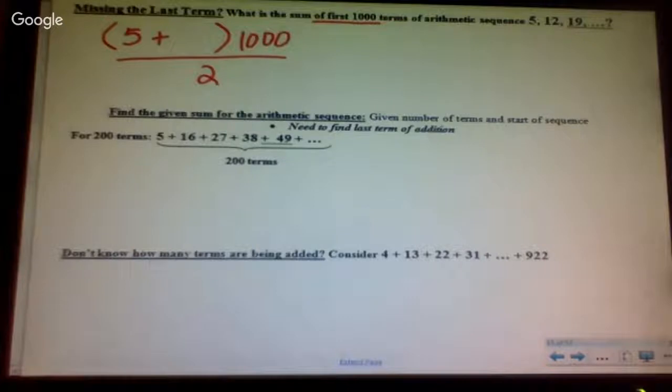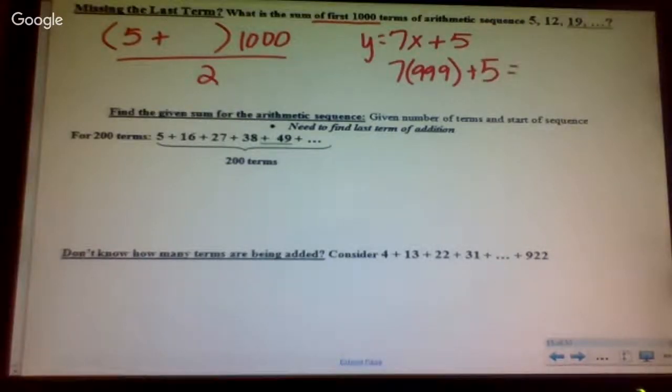So my formula is y equals, what is my slope of this? 7. And you said my first term was a 5. Well, we need to find my last term. So we need to find the 999th term plus 5. What is my last term going to be?